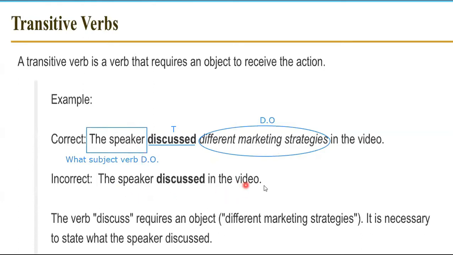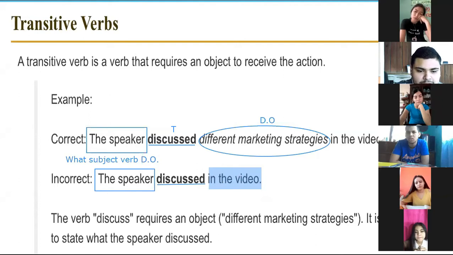The speaker discussed in the video. So let's see. We have a subject that is the speaker. Also, we have a verb. But let's see, I will ask Gabriela, if you remember, how do we call this in a sentence? What type of phrase is this, in the video? How do we call that in the video?